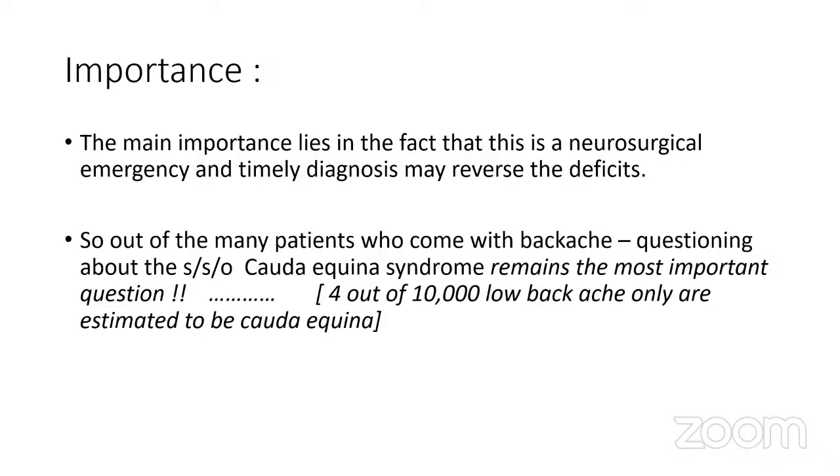However, out of the multiple people who come to us with backache, only 4 out of 10,000, they say, are going to be cauda equina syndromes. So it is very difficult to spot those few important ones out of a whole large load of back pains. So the most important question obviously will remain about involvement of sphincters. For any backache, that probably should be the most important question, even if we are in a busy OPD like a camp.